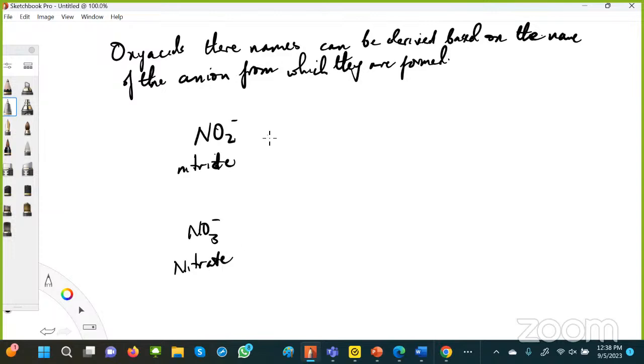So to convert this to the corresponding acid, because we have one negative charge here, we need to add one hydrogen ion, right? So therefore, the result is an acid whose formula would be HNO2. And similarly, in the case of the nitrate ion, to convert this to the acid, we have to add one H plus ion, and we end up with HNO3, right?